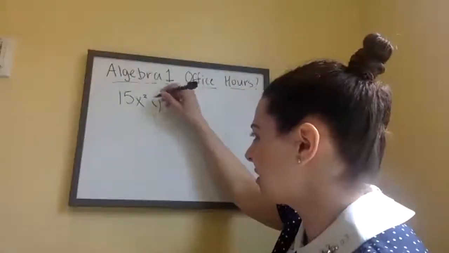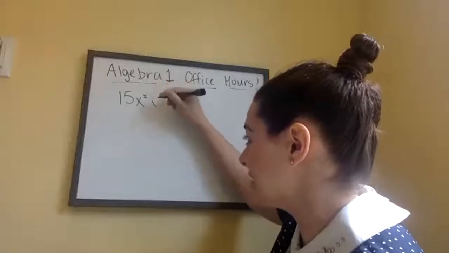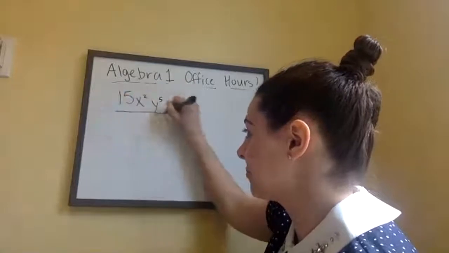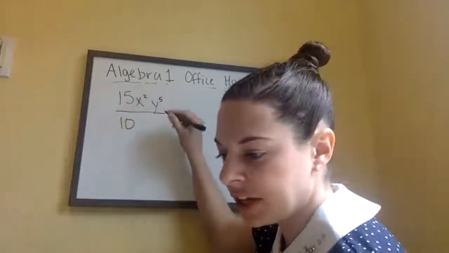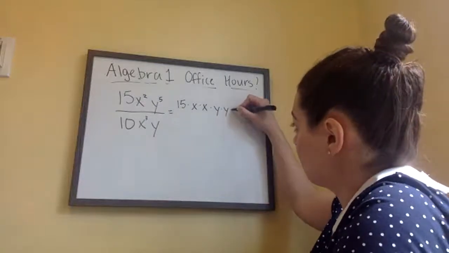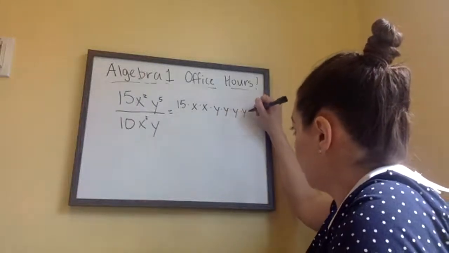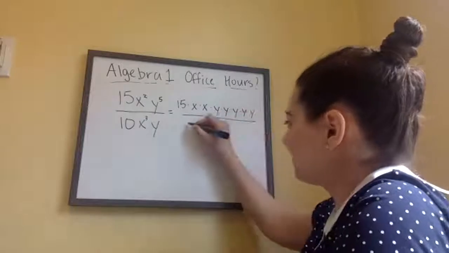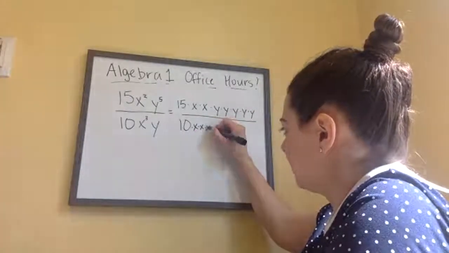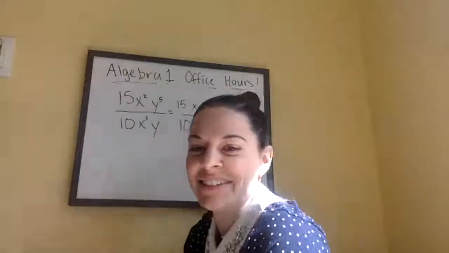Looks like an exponent problem. Sometimes it just helps to break things down so that you can see everything spread out. Over 10 times x times, and then 5 y's: 1, 2, 3, 4, 5. 10 times 3 x's and 1 y.